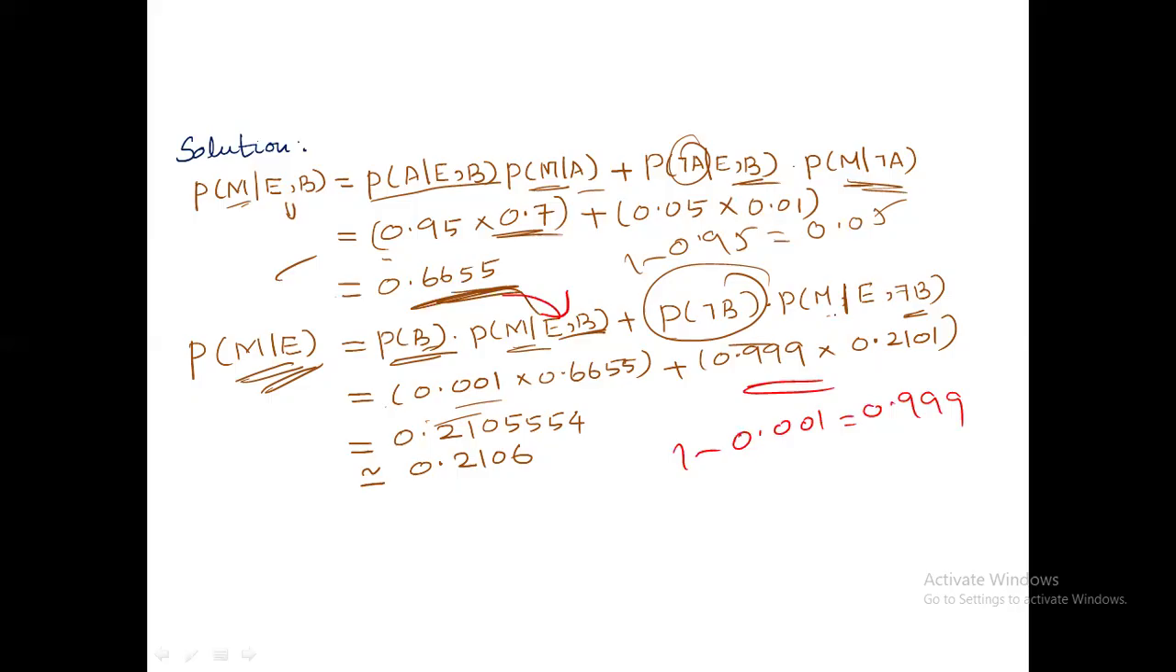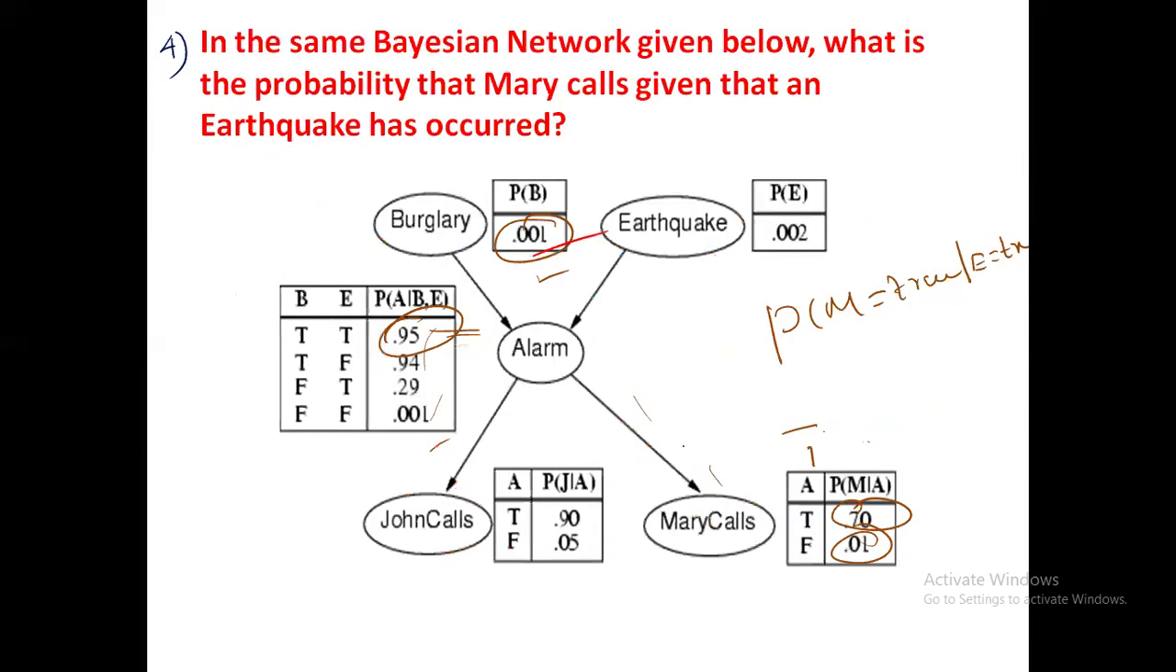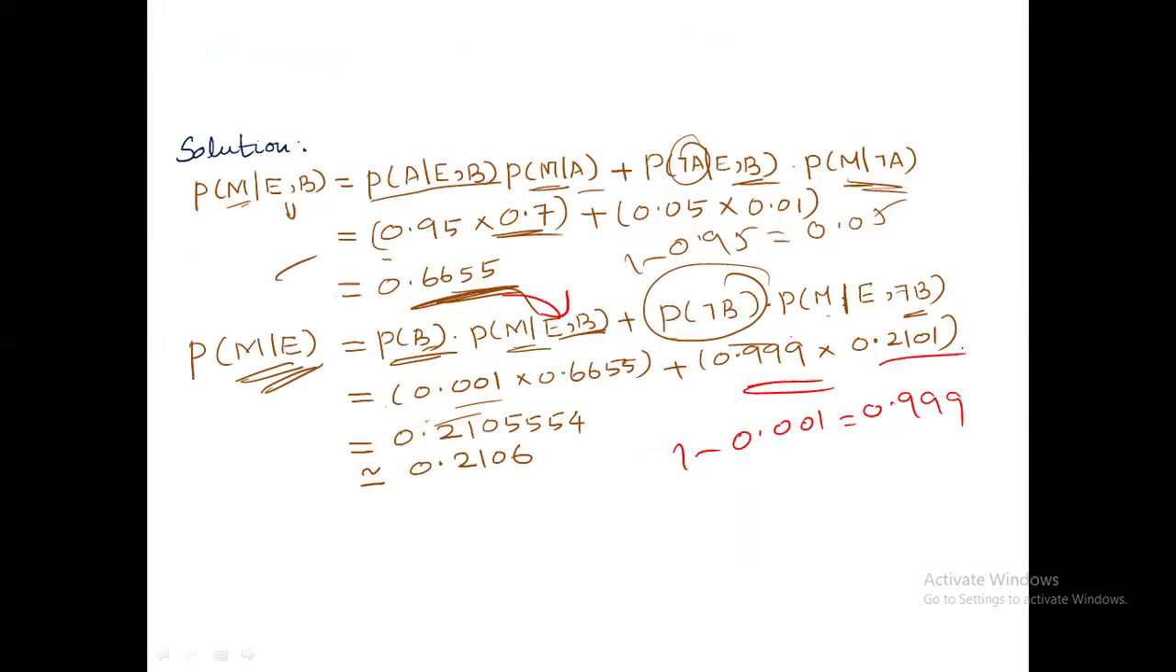We are substituting probability of M given E comma B bar. In the previous problem we found 0.2101. This is a big, important problem also. If you multiply and add, you get approximately 0.2155. Since we want only four digits, we will write it as approximately 0.056. So they may ask different types of questions using Bayes theorem.